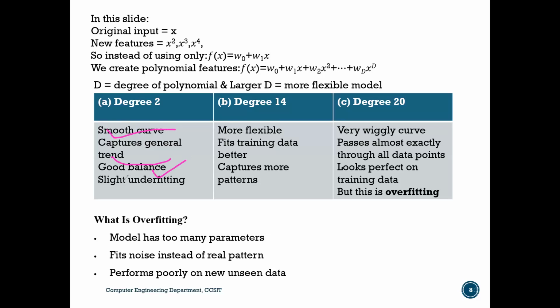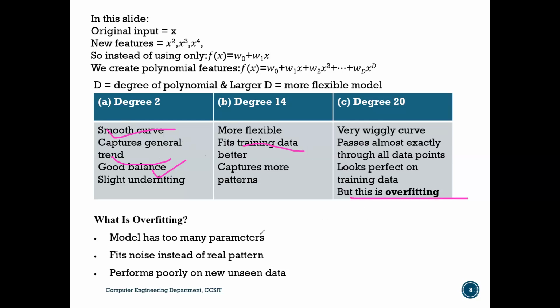But if I am talking about degree 14, this is more flexible, fits the training data better, and captures more patterns. But if I am talking about degree 20, there are several features we are adding, and the data points are only 21 and we are adding 20, so it is approximately equal. So the result will be overfit.